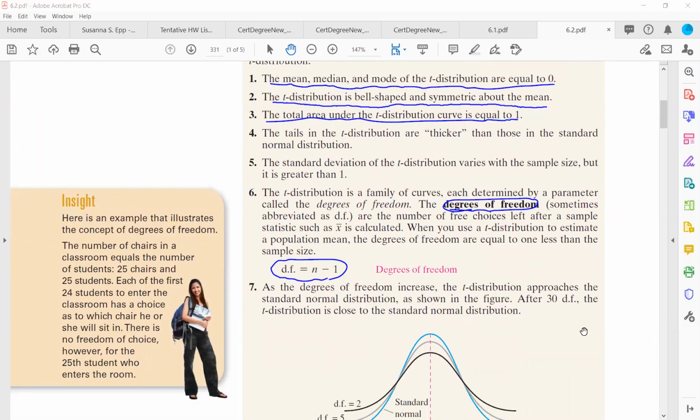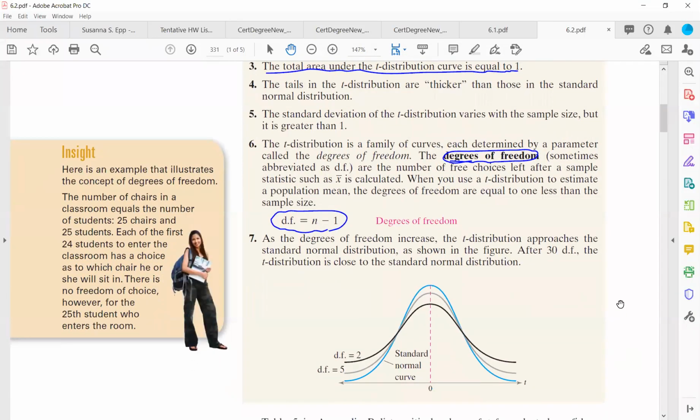As the degrees of freedom increase, the T-distribution approaches the standard normal distribution. When degrees of freedom is 2, as you can see, the graph is a little bit shifted up. If degrees of freedom is 5, as you can see, our graph is getting closer and closer. The tails are getting closer and closer to the horizontal axis. And as degrees of freedom get very large, you get an almost standard normal curve.